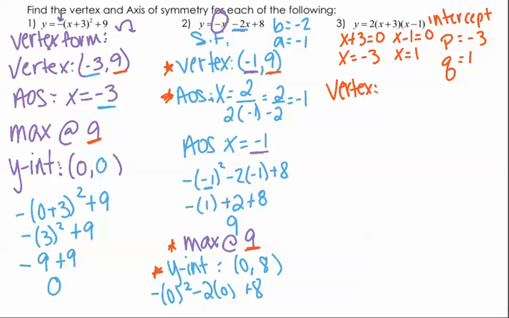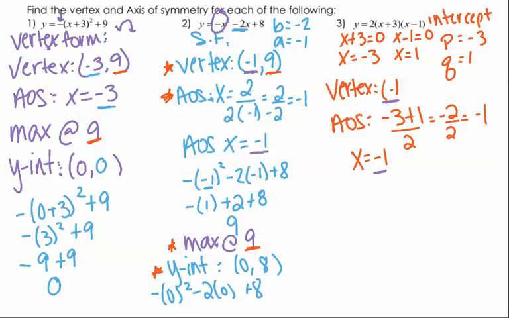So in order to find the vertex and the axis of symmetry, we have to use our formula, which is p plus q divided by 2. So AOS, I'm going to go ahead and take my p, which is -3, plus q, which is 1, divided by 2. So that gives me an axis of symmetry of -1. Now, saying an axis of symmetry of -1 is not good enough. You have to say x equals -1. So that's my AOS. Now my vertex is going to be -1.